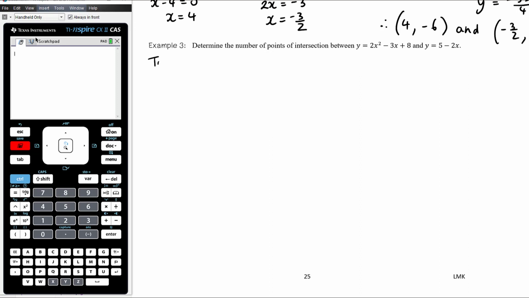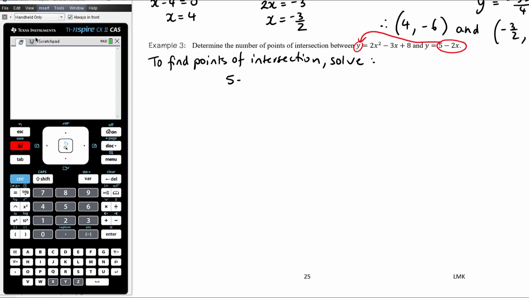So if we want to find the points of intersection, we would need to solve an equation where we've combined these two using substitution. So if we take 5 minus 2x and sub it into the quadratic equation, solving 5 minus 2x equal to 2x squared minus 3x plus 8 would give the points of intersection. Let's make one side 0. So 2x squared, adding 2x gives negative x, taking away 5 gives 3. Okay. So the solutions to this equation are going to give the points of intersection.